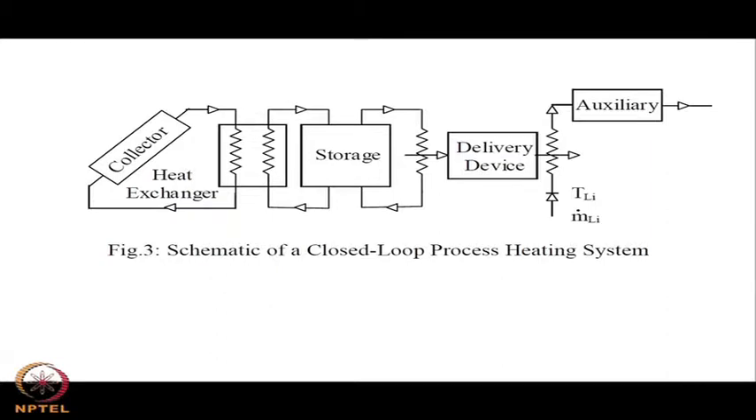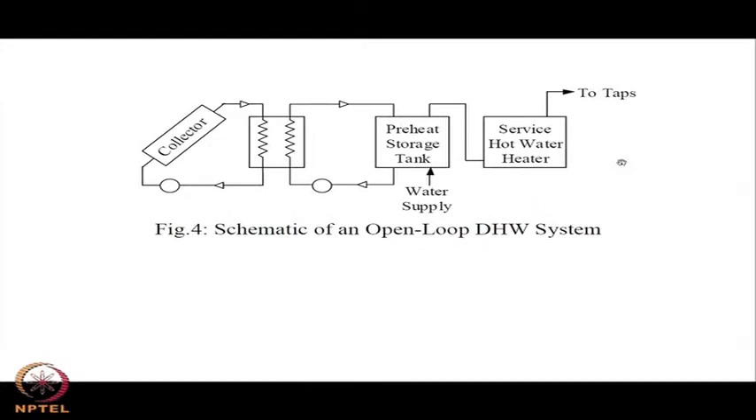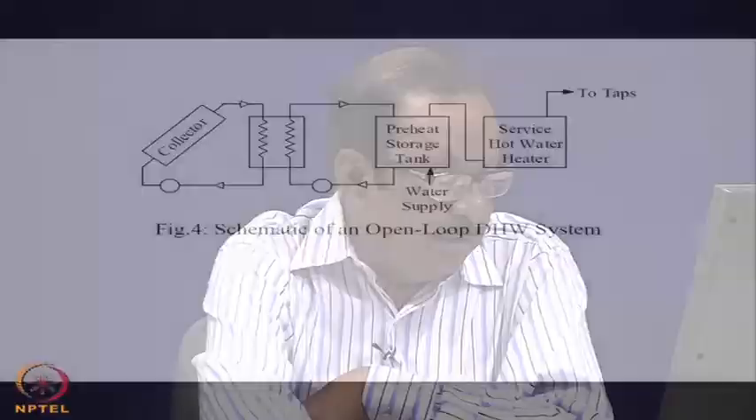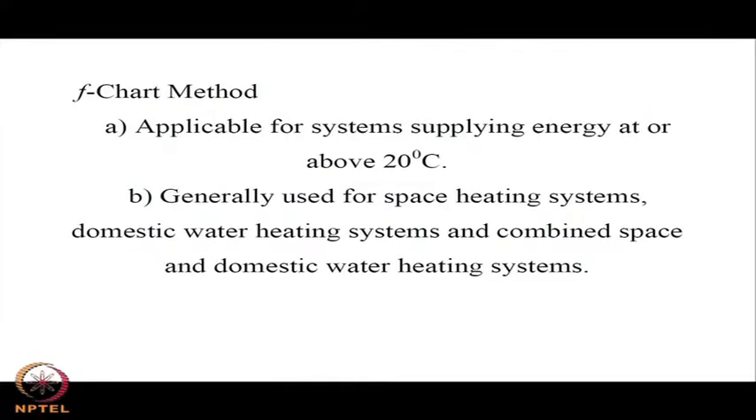The third one is a closed loop system. Similarly, an auxiliary heater is put in series, so that it can make up the deficiency in the temperature or the deficiency in the quantity. The fourth one is service hot water, which again calls for a certain desired temperature. So, the F chart method can be modified to take care of a specified temperature, which we will see in the lecture.